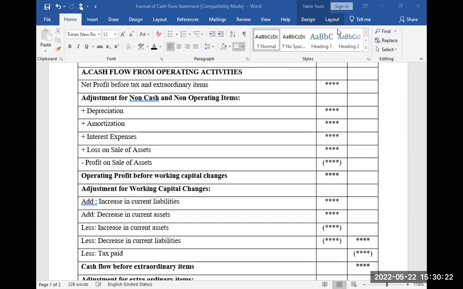Yes, before tax, exactly, because we are going to deduct the tax here. Look at this. Tax paid is minus. So when you take net profit before tax, we have to do some plus and minus. What is the plus and minus? I'll tell you. There are some expenditures, or some incomes, which have been included in the profit and loss account, but that is not operating income or operating expenses. Suppose interest received. It's an income, but it is not an operating income.